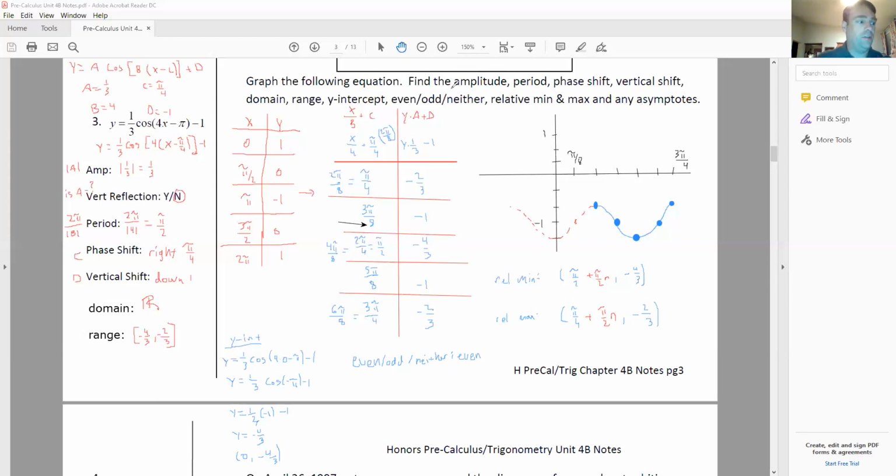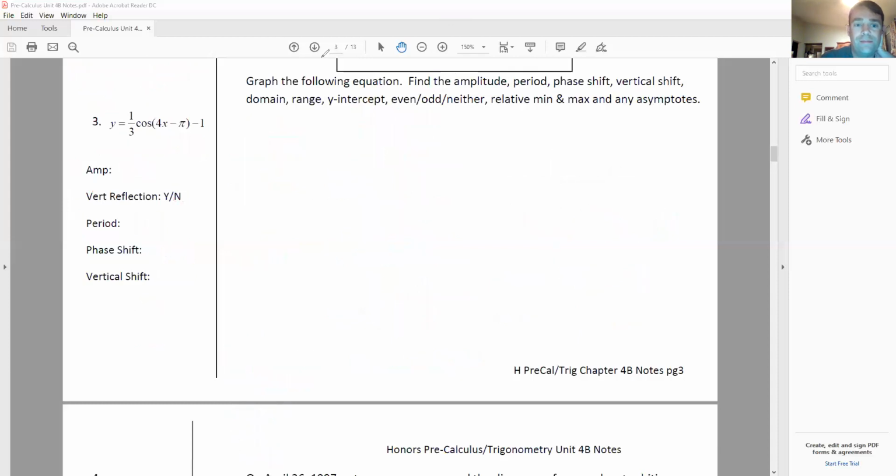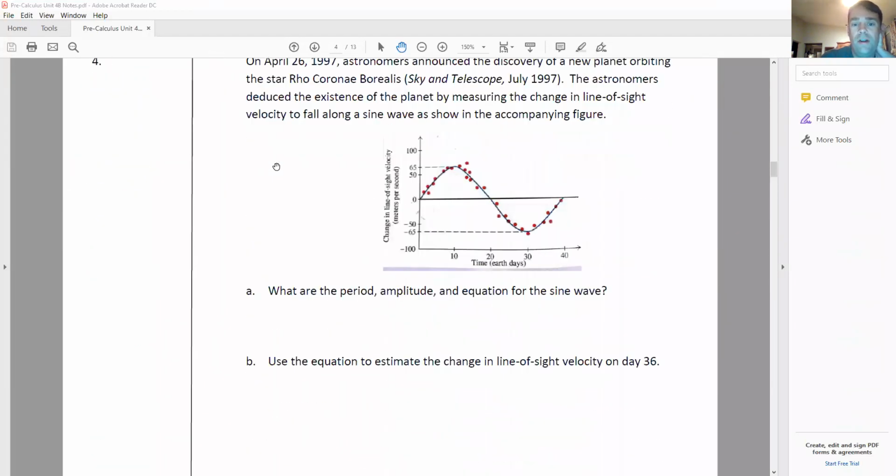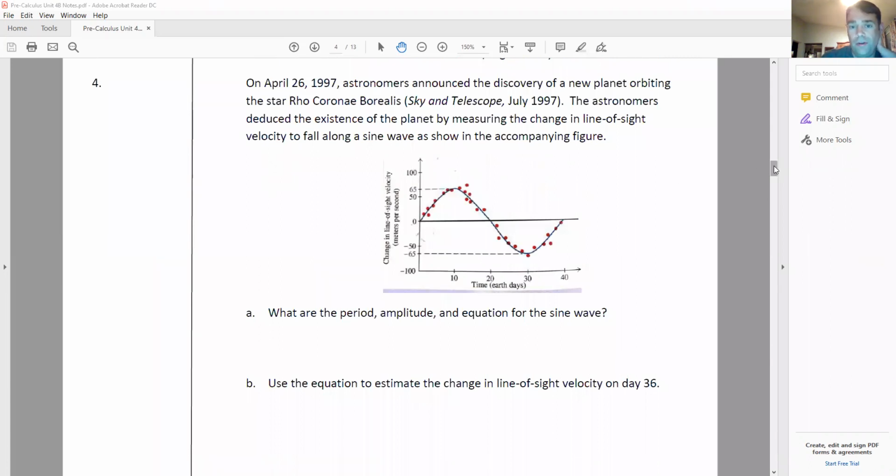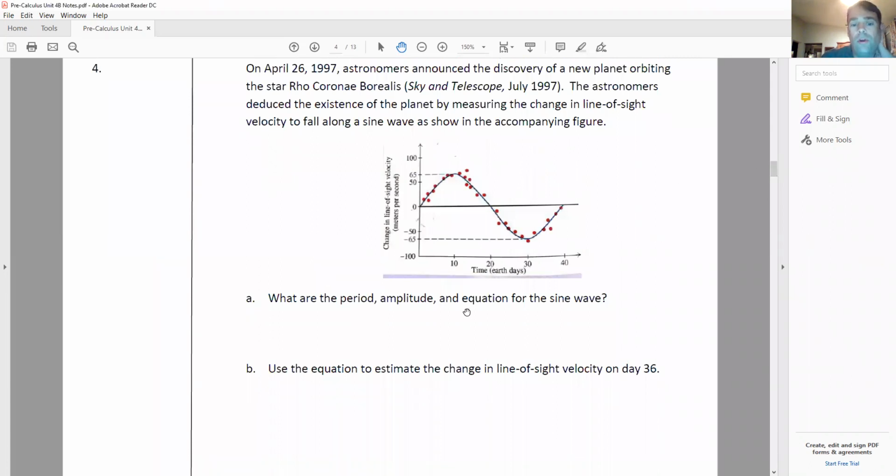Well, friends, we're just about done here. Let's just go ahead and tie it into one quick application, and we'll call it a day. All right, so how can we use this in some sort of an application type scenario here? What are the period, amplitude, and equation for the sine wave? So I'll go ahead and take a second, read through the problem, and then give yourself a shot, and then we'll talk about it.